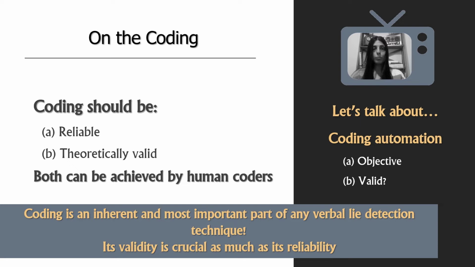Coding is an inherent and most important part of any verbal lie detection technique. Researchers examine and also report inter-judge reliability. High reliability indicates sufficient objectivity in judgments, which is of course important and crucial. But reliability is not enough for coding. We also need to make sure that we measure what we meant to measure in accordance with the theoretical framework of the indicator. In other words, we should make sure that our coding is valid.